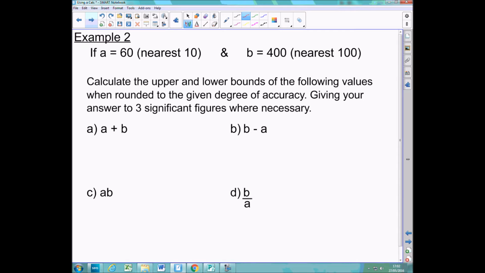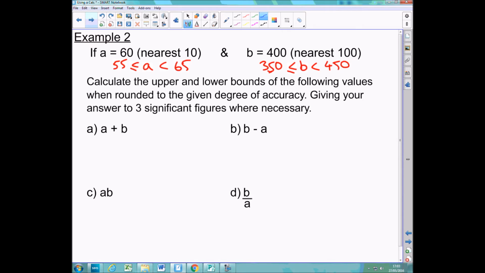Now, you can use the technique that I've shown you in the past, but after you've used it a couple of times, you might find that you spot a pattern. You can do this really quickly. So I'm going to do it without the technique, and I know that the upper and lower bound of 60 rounded to the nearest 10 is going to be 55 for my lower bound and 65 for my upper bound. And likewise for B, the upper and lower bound is going to be 450 for the upper bound and 350 for the lower bound. Okay, so now we're asked to find the upper and lower bounds of A plus B.